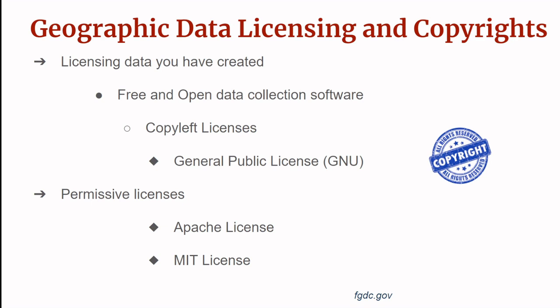Now there are two types of licenses you have to look at. We have the copyleft license and the permissive license. An example of the copyleft license is the GNU General Public License. An example of the permissive license is the Apache license or the MIT license.